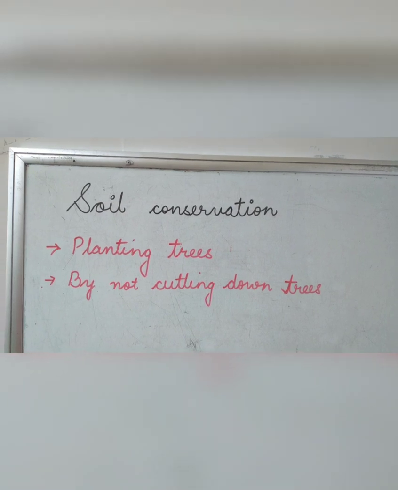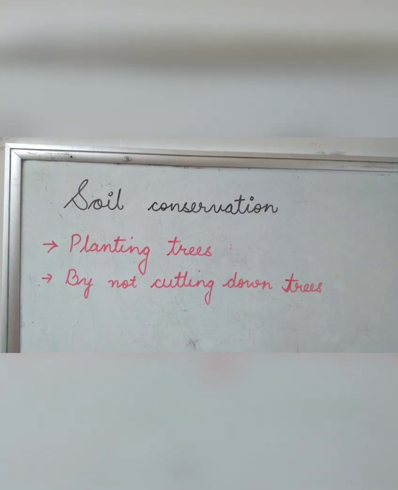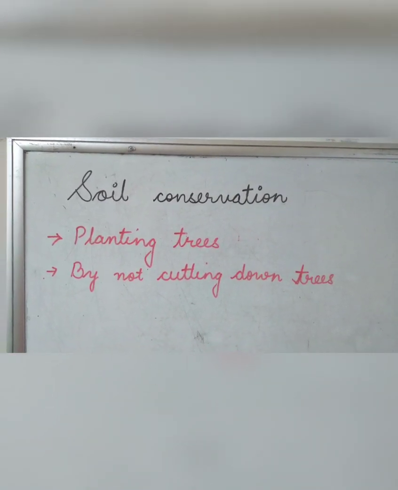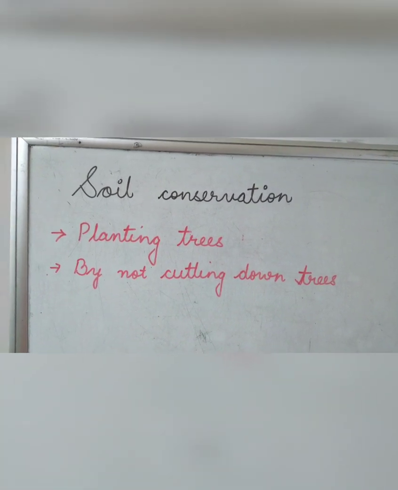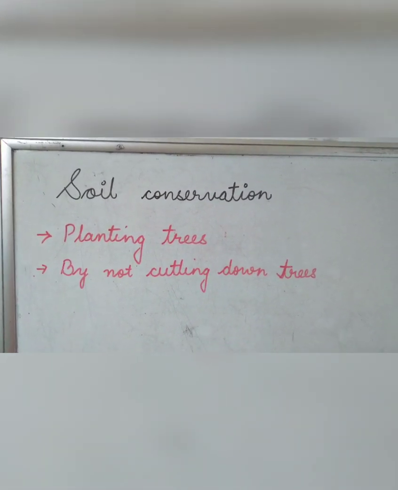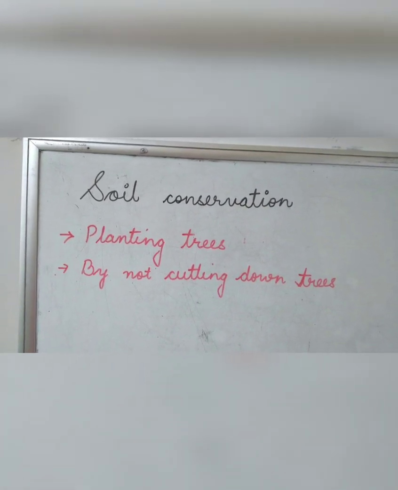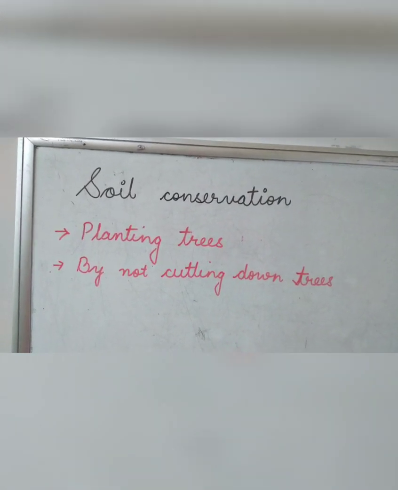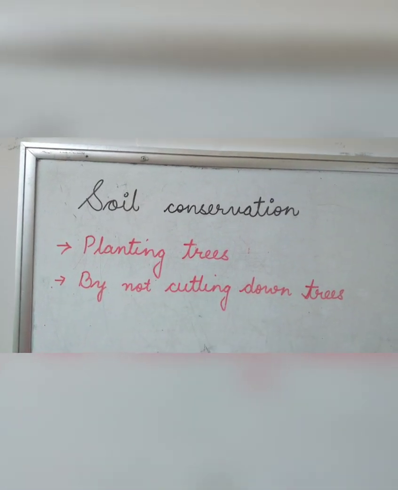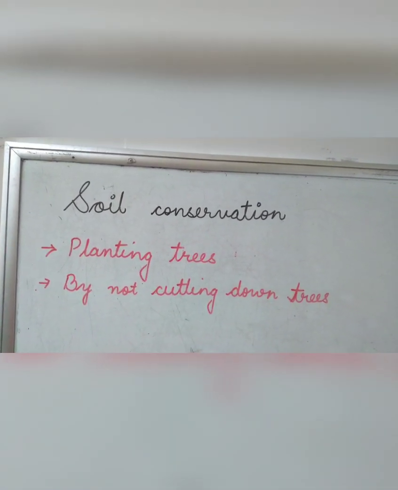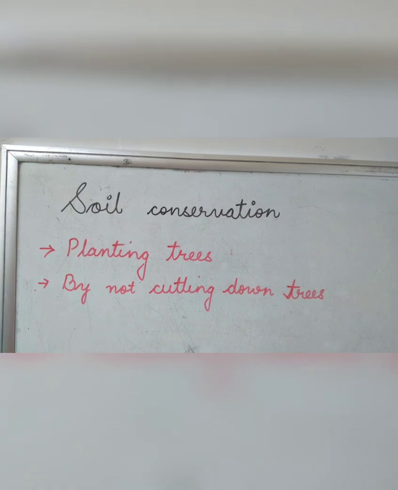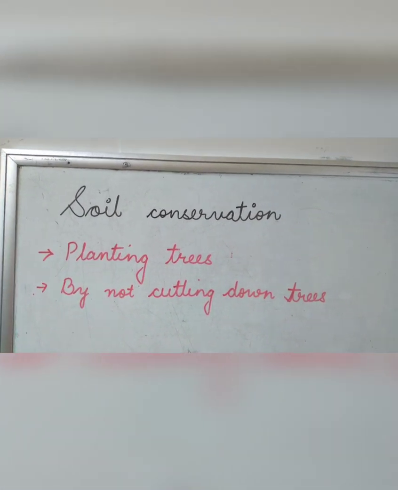Soil is very important for all of us, because if there is no soil, you can't plant trees, and if there are no trees, what will you eat? So we need to conserve soil. And how are you going to conserve soil? There are many ways to conserve soil. For example, by planting trees and by not cutting down trees. So there are many other ways you can conserve soil.